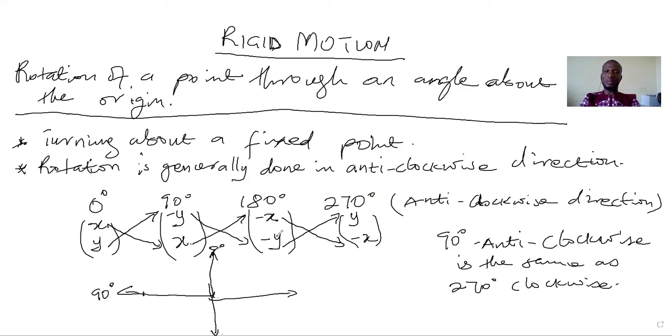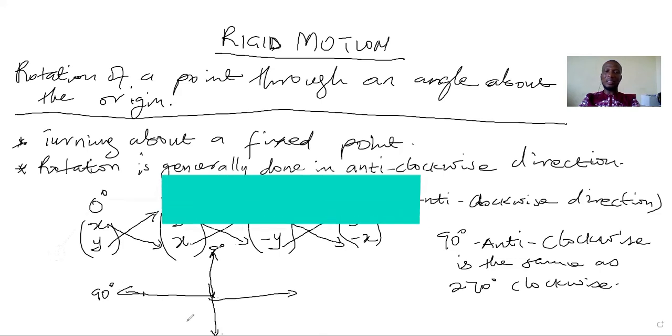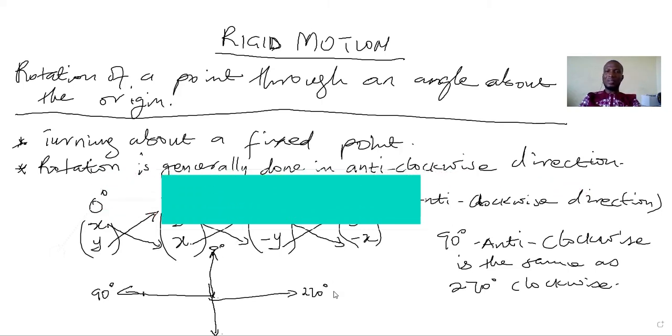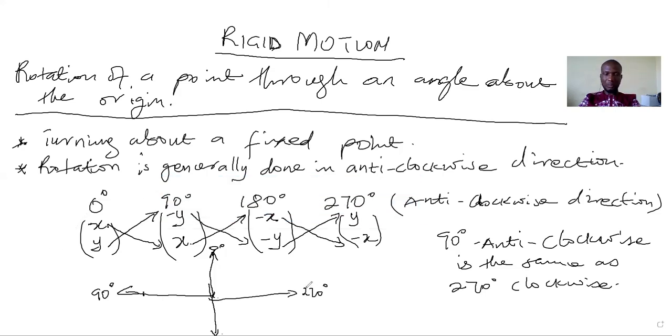But let's go to 270. So you see that I'm facing here 0 degrees. 270 anti-clockwise, I'll move here 90, 180, 270 here. I'm facing the same direction. Now I want to turn in a clockwise direction. You see that I moved 90, I'm facing the same direction already. Meaning, from the same position, a turning of 270 degrees anti-clockwise will be the same as 90 degrees clockwise.